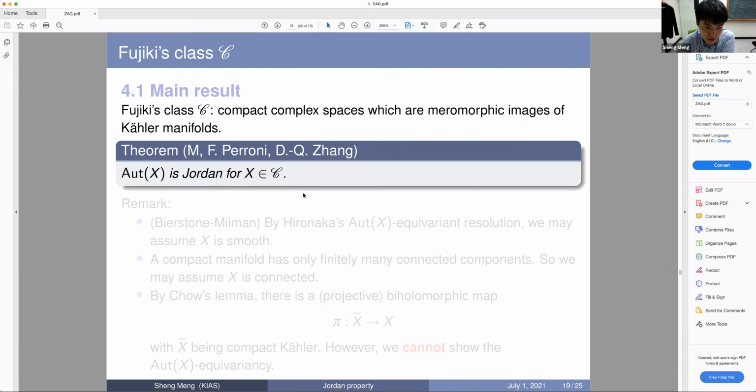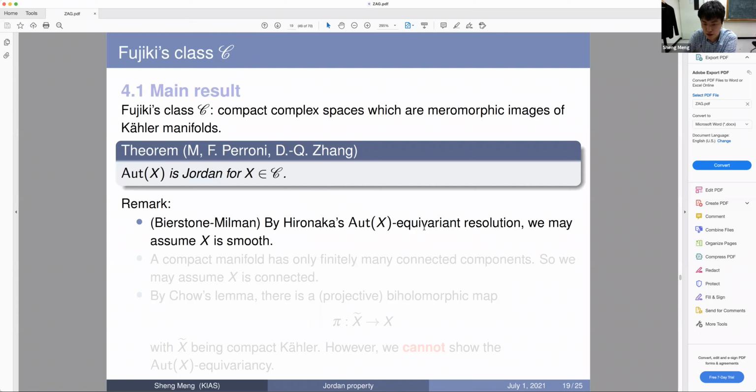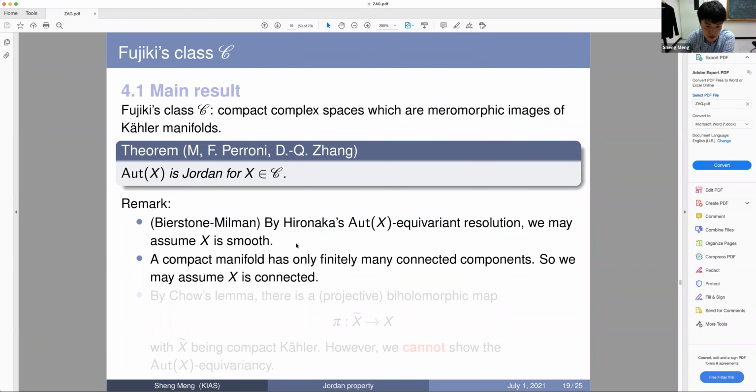Before that, we need some preparation work. We can first take a resolution which is Aut(X)-equivariant. In this way, we may first assume our complex space is smooth, so it is a complex manifold. This is the first step. Secondly, a compact manifold has only finitely many connected components. So we may pick the largest component, and we may assume X is connected.